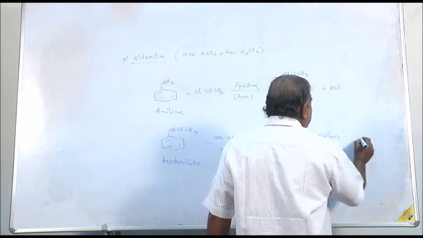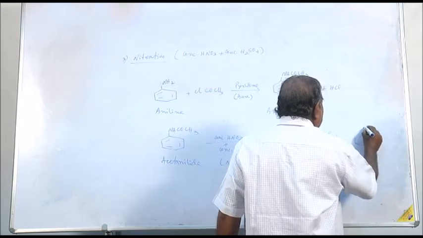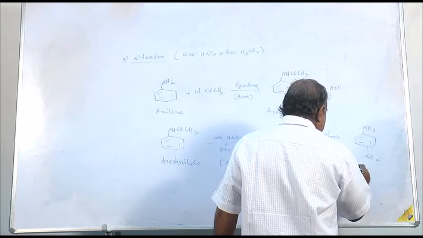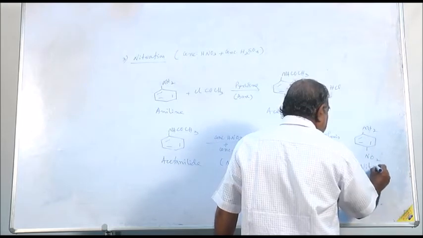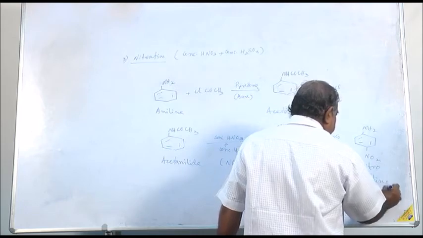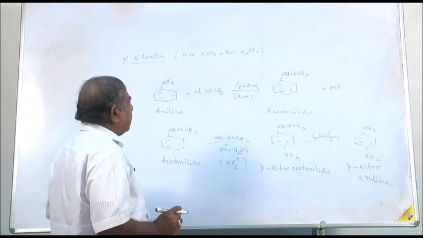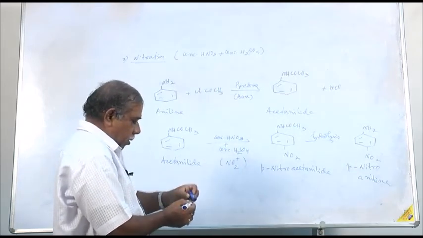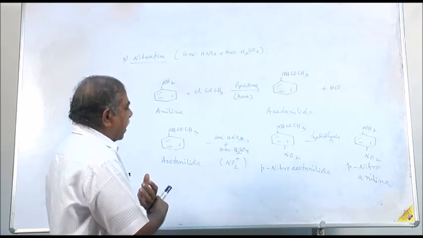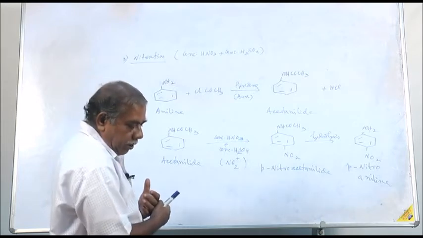will give you para-nitroaniline. So during nitration, we first protect the amino group by acetylation, then we subject it to nitration, when you will get para-nitroacetanilide, which on hydrolysis gives you para-nitroaniline.